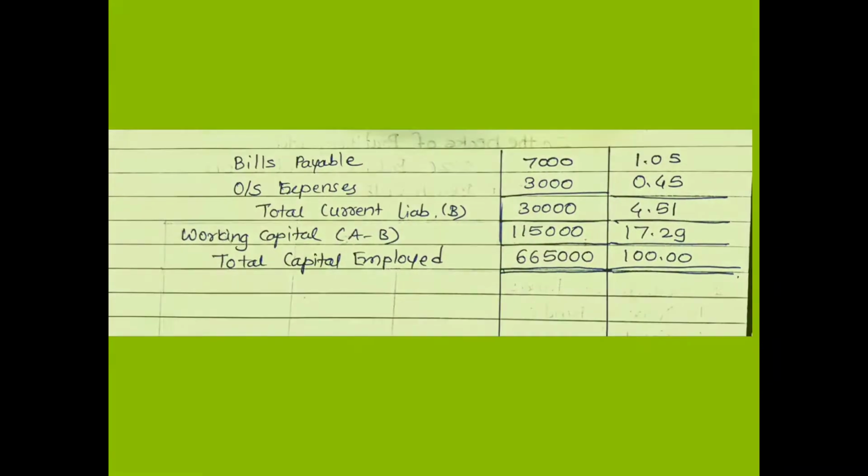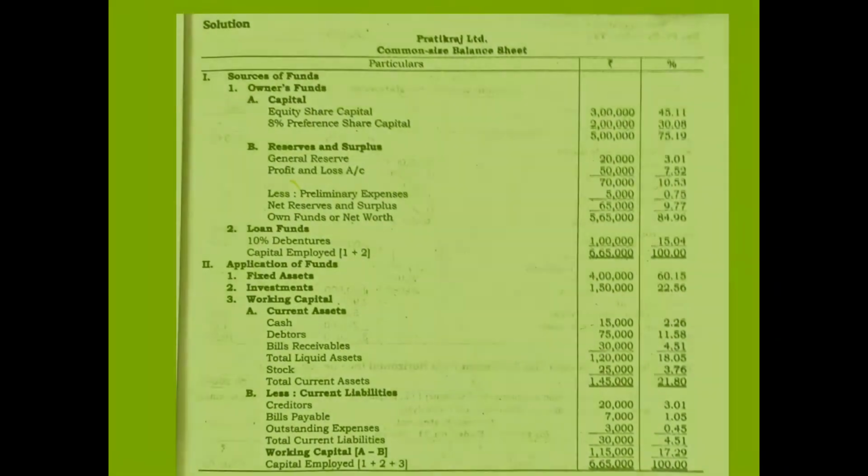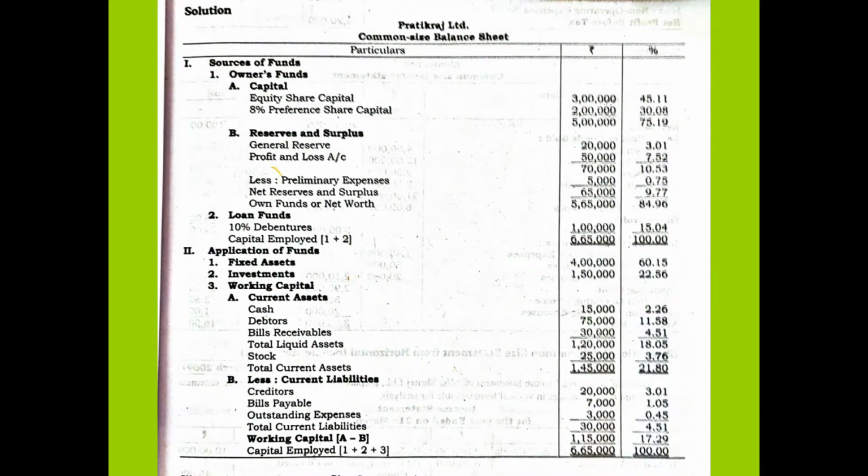So now we can see the whole statement here like this. You can compare, you can make some interpretations from that, just like I have told about the own funds or net worth. Net worth is 84.96%. So loan funds are lesser here, and the working capital is also sufficient to satisfy the current obligations, that means the current liabilities.